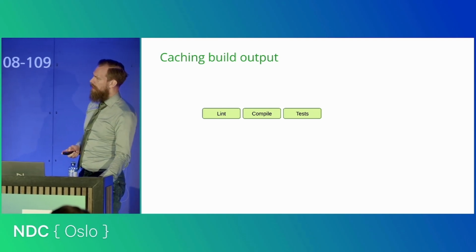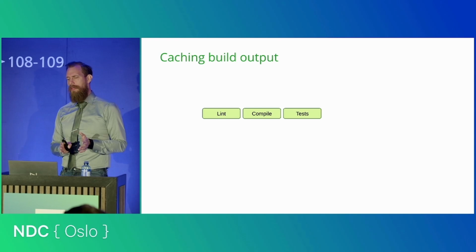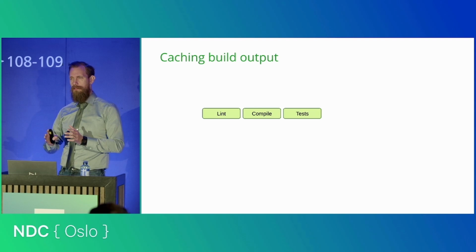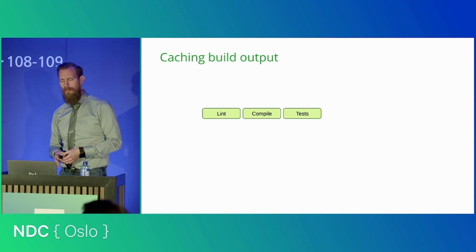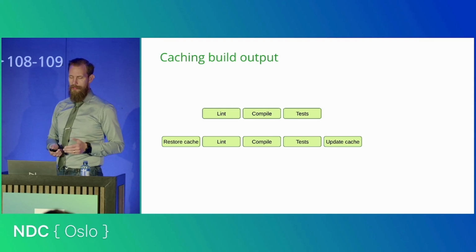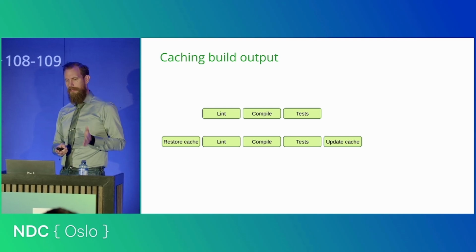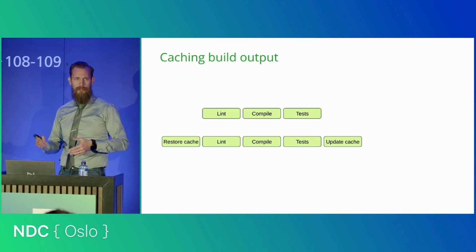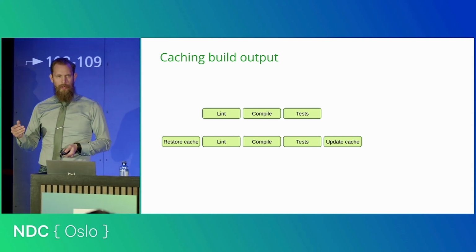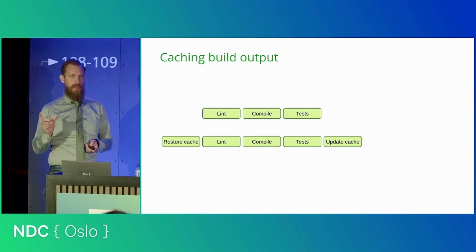So the idea here is that we do the exact same thing as we did with dependencies, but instead of caching dependencies, we cache the compilation step. So we surround the linting, compilation, and testing step with restoring the cache, linting, compilation, testing, because we still need to do that in case the code has changed, and then we update the cache.